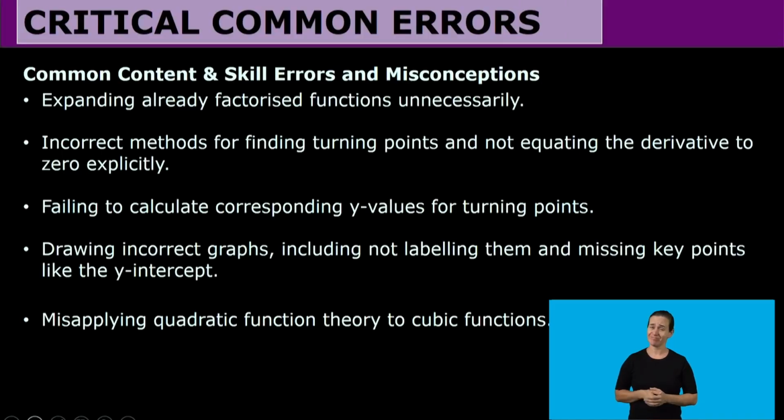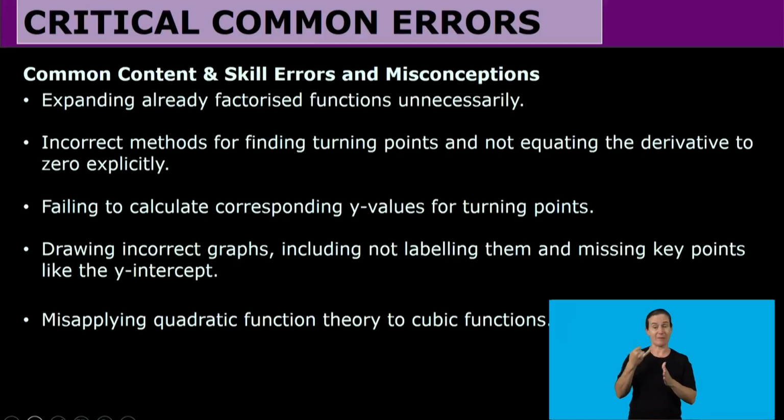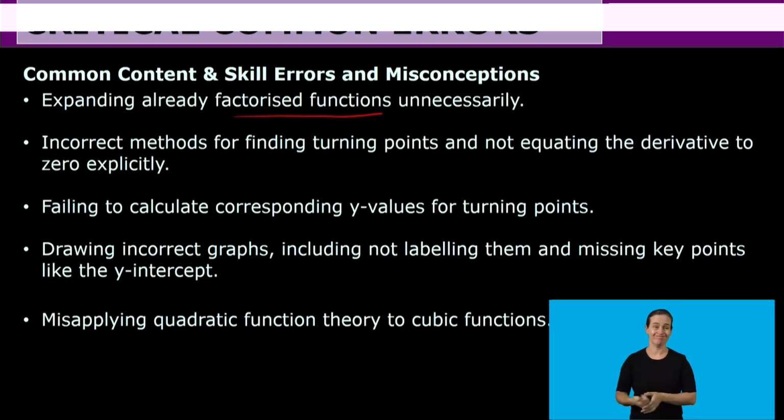Some of the errors that will crop up, especially in time pressure situations in exams, is not reading the question properly and sometimes factorizing functions that are already factorized. And I've got an example to show you where we will touch exactly on this point. We're going to look at incorrect methods that are sometimes used for finding turning points and for getting to equate the derivative to 0. These are all the concepts we will touch on.